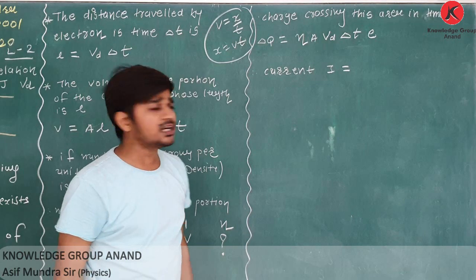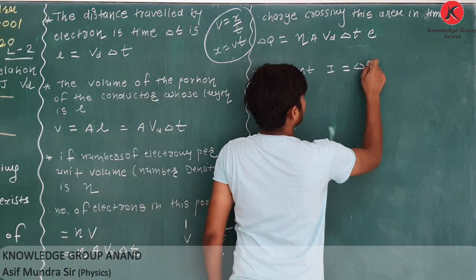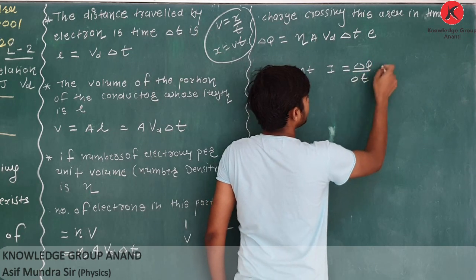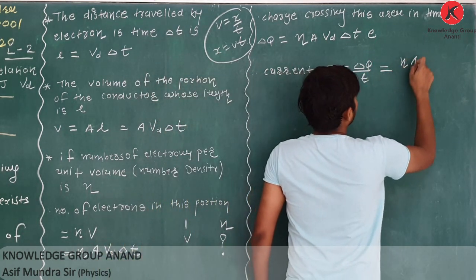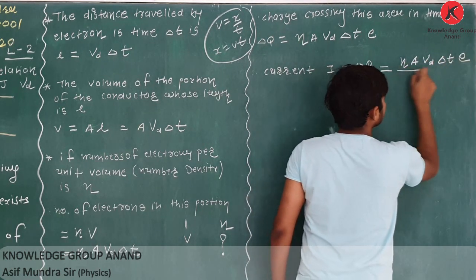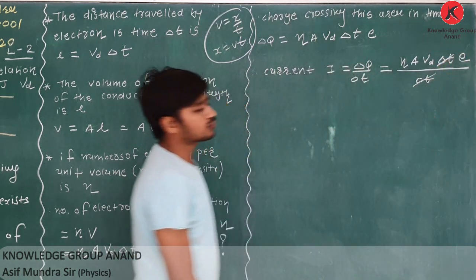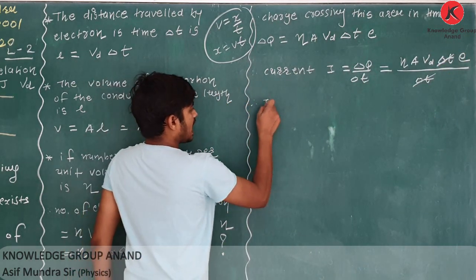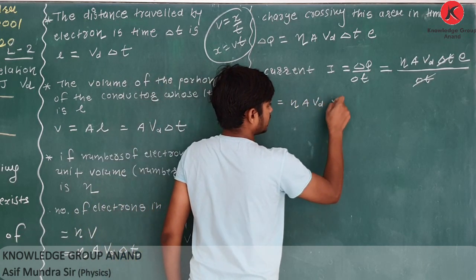So how to find current? Yes, you know the equation of current. Current I is equal to delta Q upon delta T. Put the equation of delta Q, nAVd delta T, divided by delta T. Delta T cancels. So what remains? Here, I is equal to nAVd e.